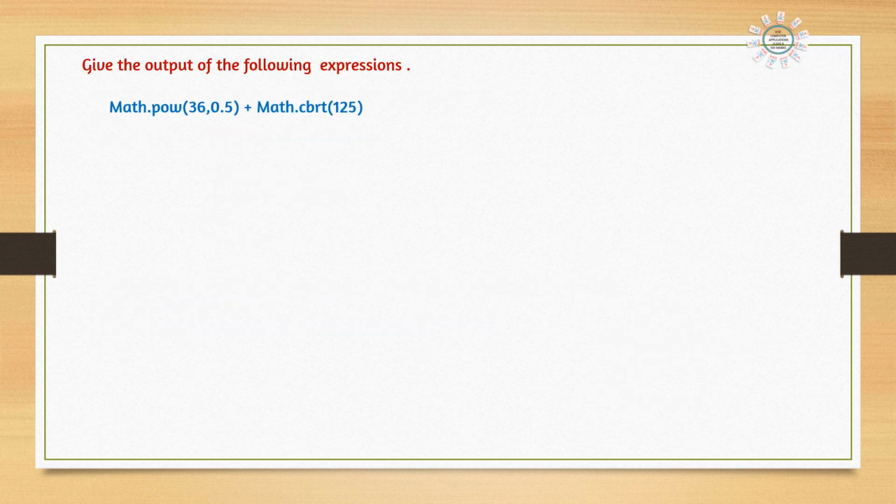Output of maths functions. This also you can see, at least 1 to 2 questions in all the previous years' board papers. So here Math.pow(36, 0.5) plus Math.cbrt(125). Students, whenever you see 0.5, that means 36^0.5, 25^0.5, with Math.pow, just simply find the square root of the particular number. So here it is 0.5, that means find the square root of 36.